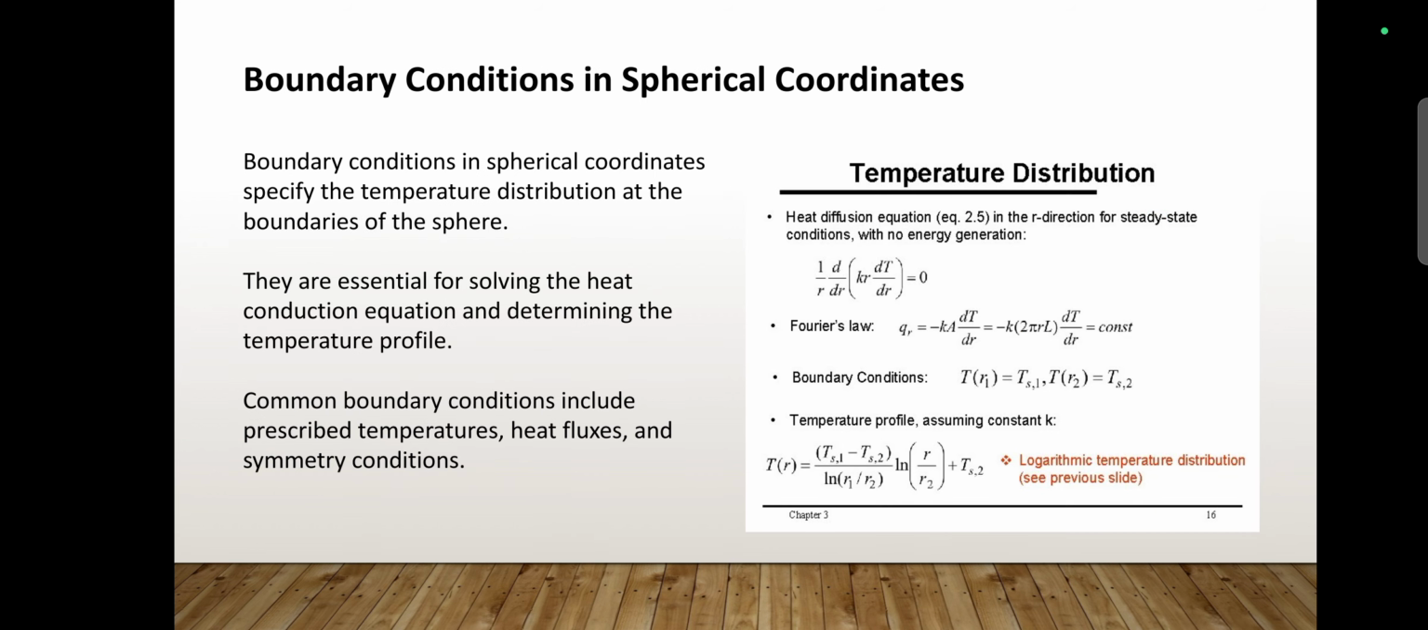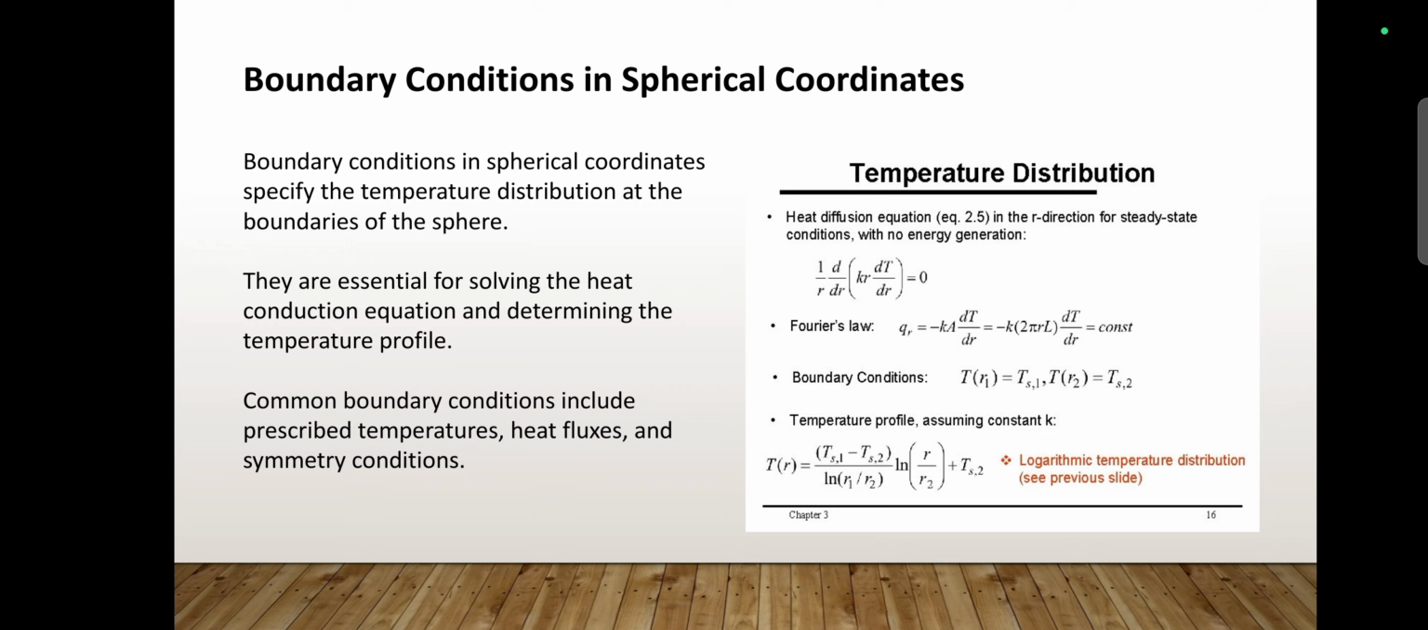Boundary conditions in spherical coordinates. Temperature distribution: the heat diffusion equation in the r direction under steady state conditions with no energy generation is 1/r² d/dr (k r² dT/dr) = 0.